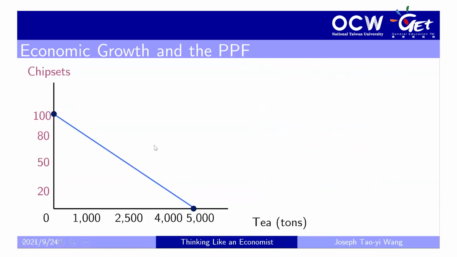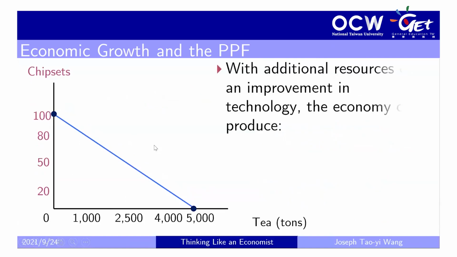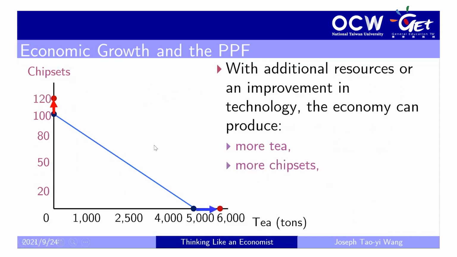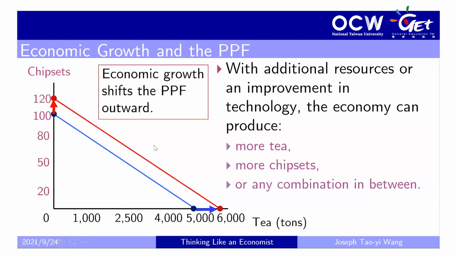Okay, now we're going to go to economic growth. If the country gets additional resources, or you have an improvement in technology, then the economy can produce more. Say more tea, or more chipsets, or any combination in between. So when we see the PPF pushing outward, that is economic growth.